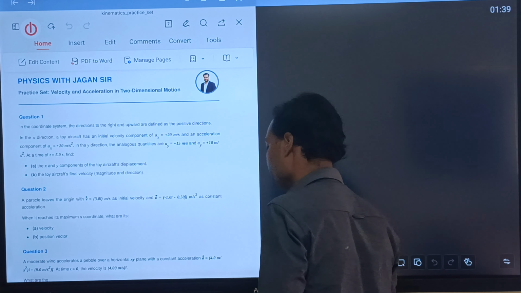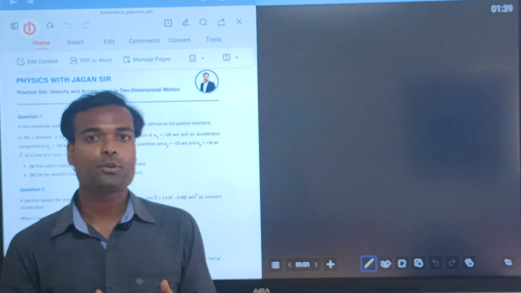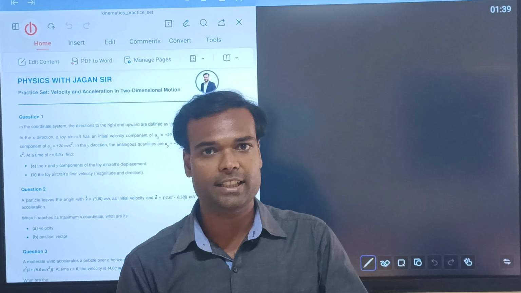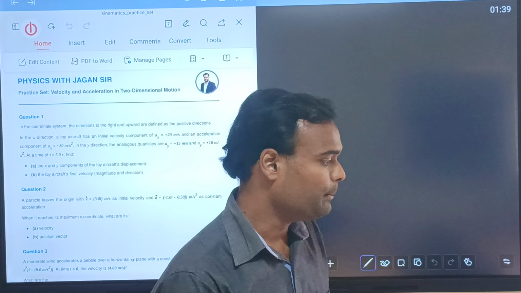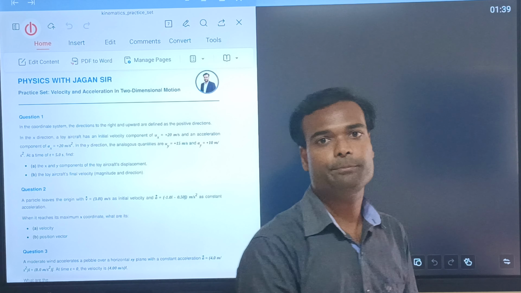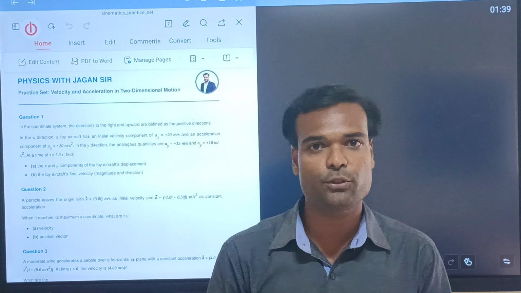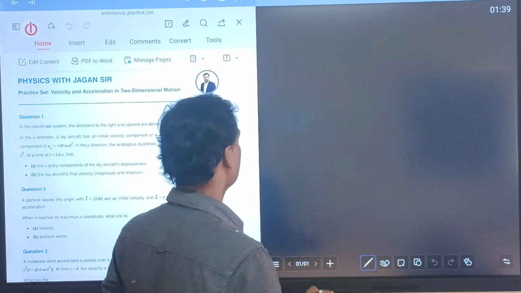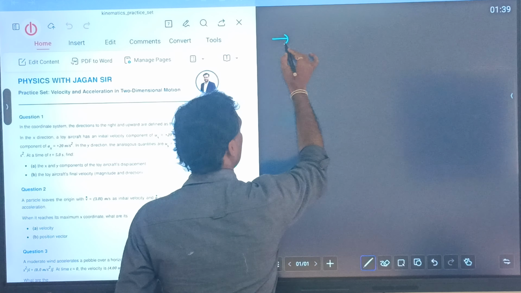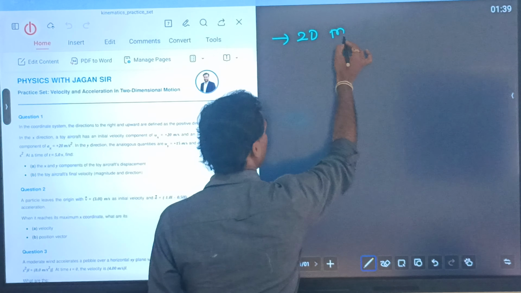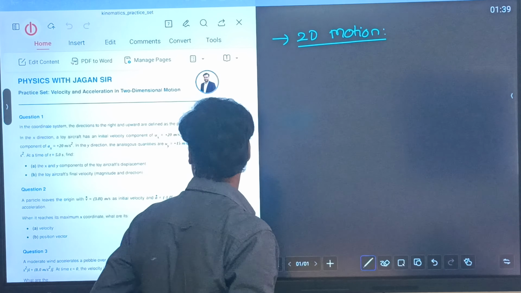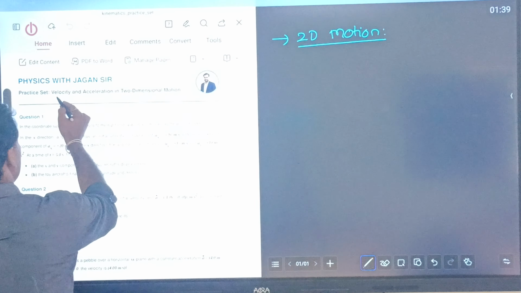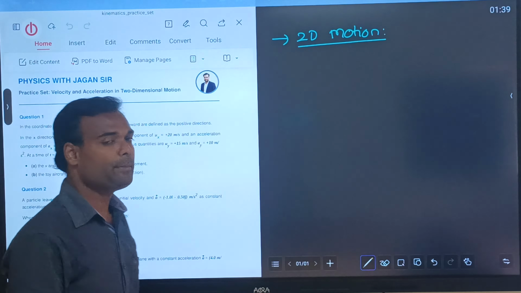We had successfully completed uniformly accelerated motion equations along the horizontal direction and along the vertical direction also, and after that we completed relative motion in one dimension. Yes, these were the topics we covered so far, and today we will start two-dimensional motion of an object. The topic name is velocity and acceleration in two-dimensional motion.